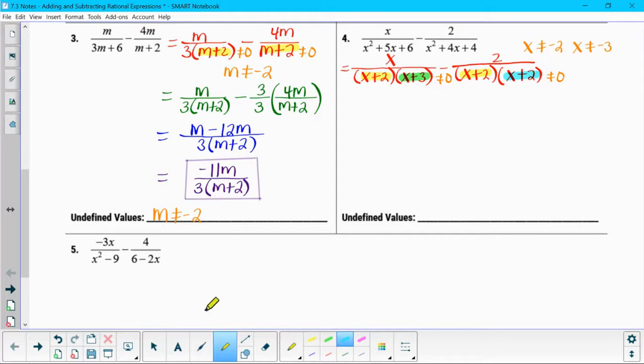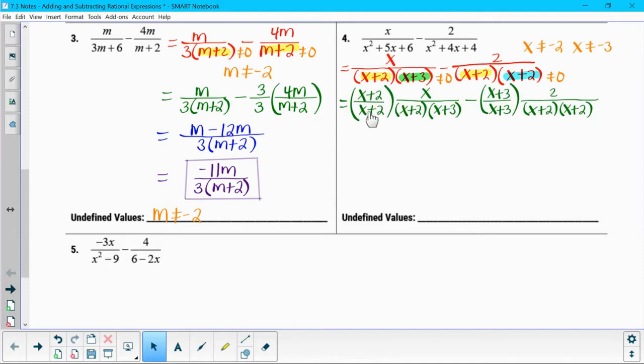The first fraction needs another x plus 2. The second fraction needs an x plus 3. So I'm going to multiply top and bottom by x plus 2 over x plus 2 for my first fraction, x plus 3 over x plus 3 for my second. Remember, you do not have to multiply out the denominator. Leave it in factored form.